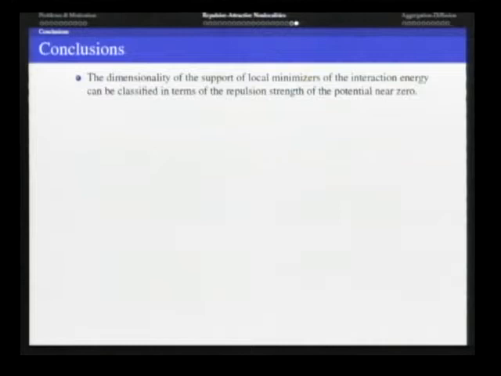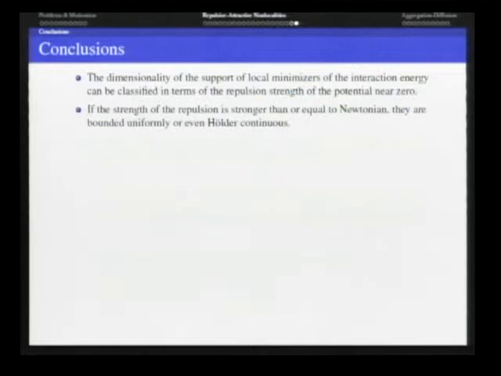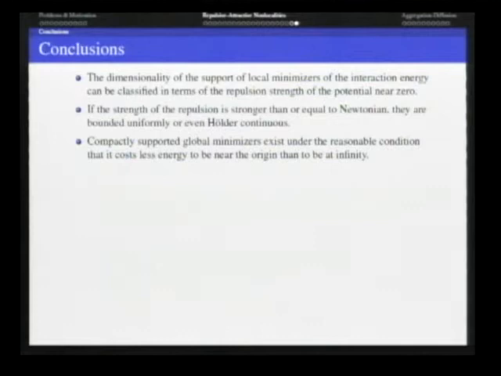So I showed you that the dimensionality of the support of local minimizers can be classified in terms of the repulsion strength. And I showed you that if the strength of the repulsion is stronger than or equal to Newtonian, in fact, you have very good steady states. Compactly supported global minimizers exist under reasonable conditions.